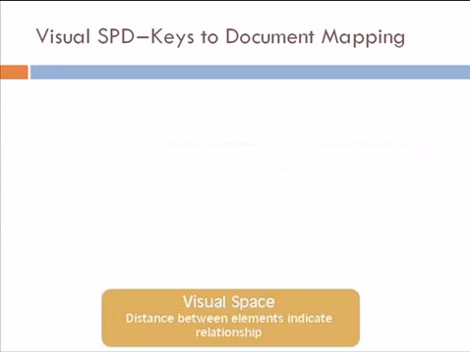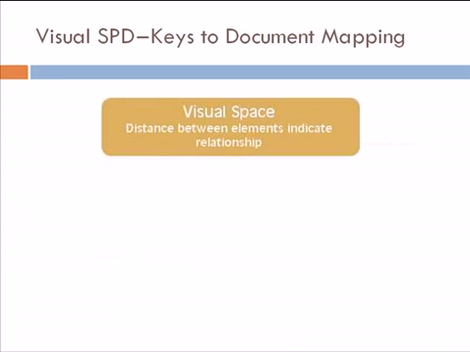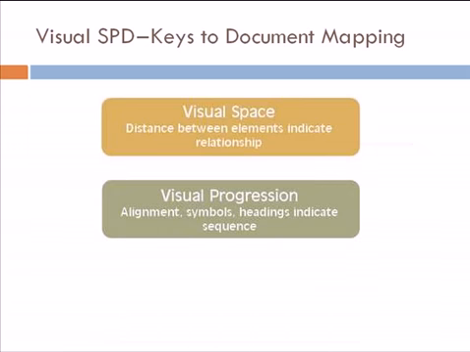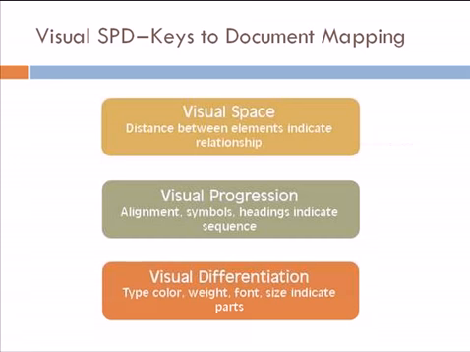First, let's briefly review visual SPD. Visual space refers to the white space between elements that sets them off as distinct chunks. The more white space, the more distinct is each chunk. Visual progression means providing a clear sequence to page elements with the tools of alignment, headings, and symbols such as numbers and bullets. And finally, visual differentiation, which is the application of formatting tools like color and size to provide contrast, further delineating each chunk.